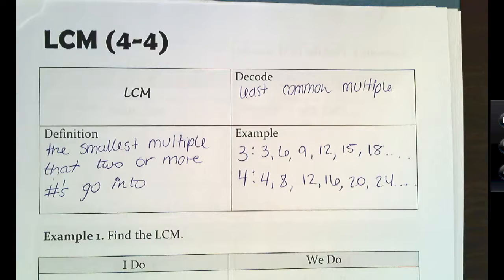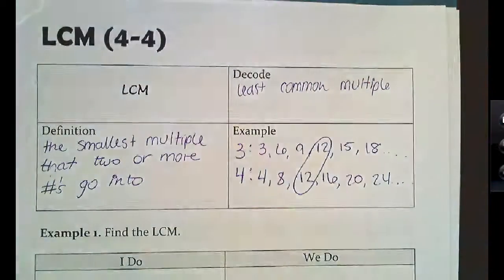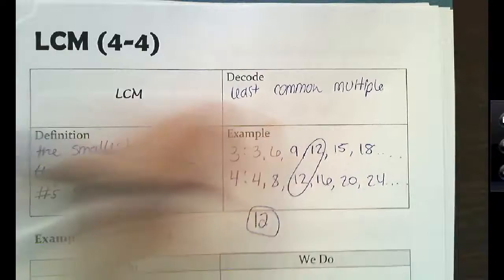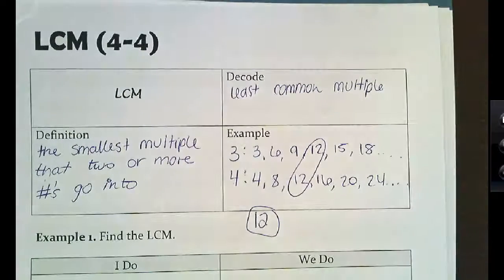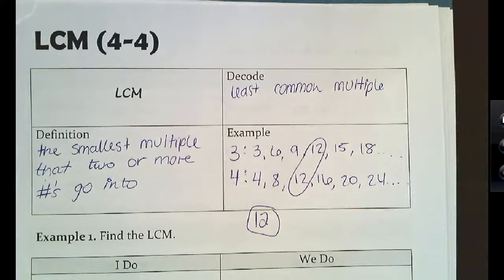For least common multiple, we want to pick the smallest multiple that's in both of those lists. So what's the smallest number that you see in both lists? 12. See how there's a 12 in both of them? That means that 12 is the least common multiple of 3 and 4. It's the smallest number that both 3 and 4 go into. Questions so far?